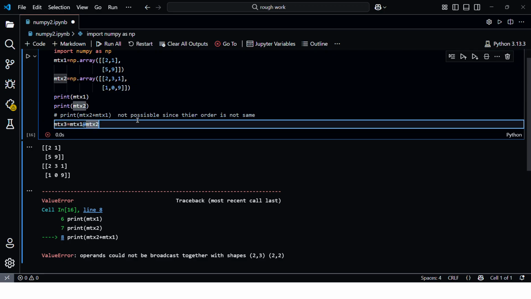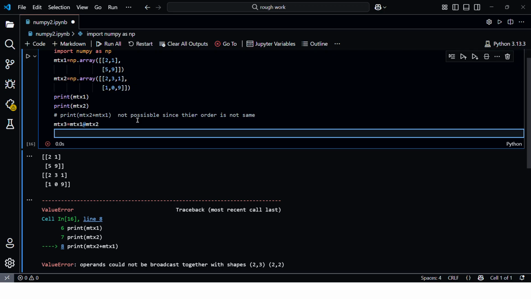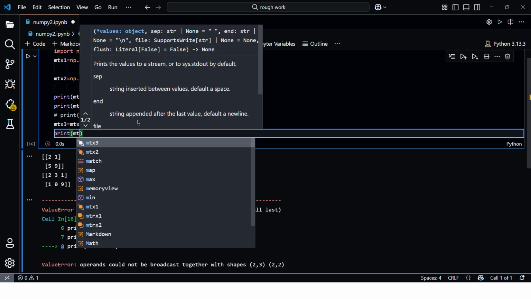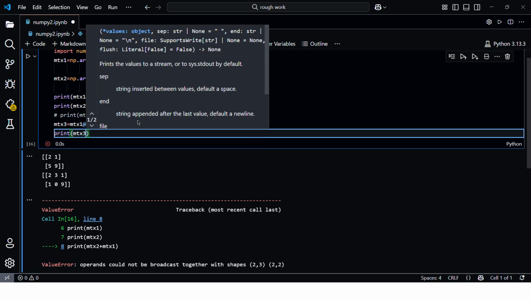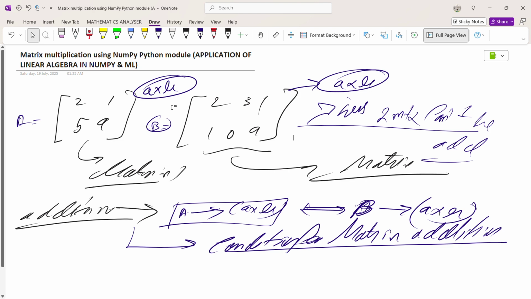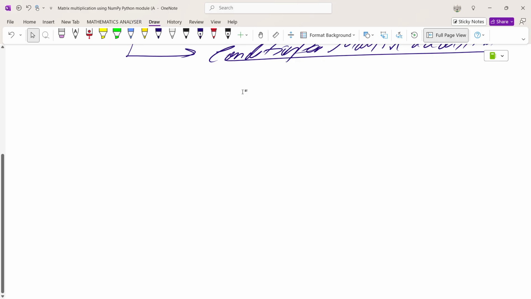Okay, cross, that is the cross or dot product of matrix 1 cross matrix 2. So when I print matrix 3, let's just evaluate what we can expect in the A cross B of the matrix. So let's see what we can expect.